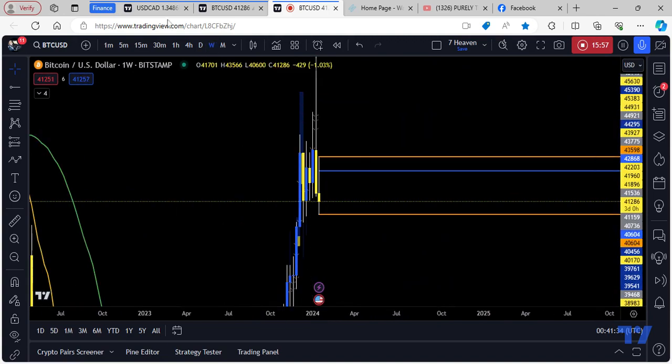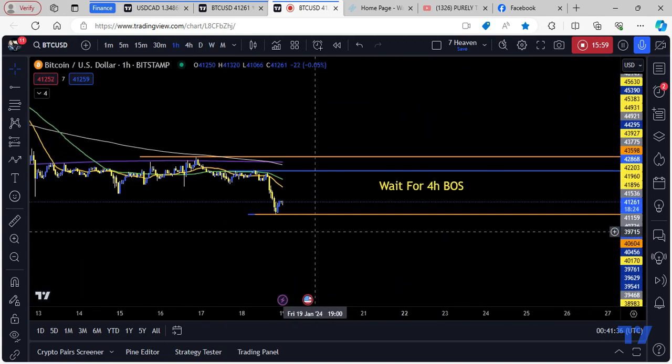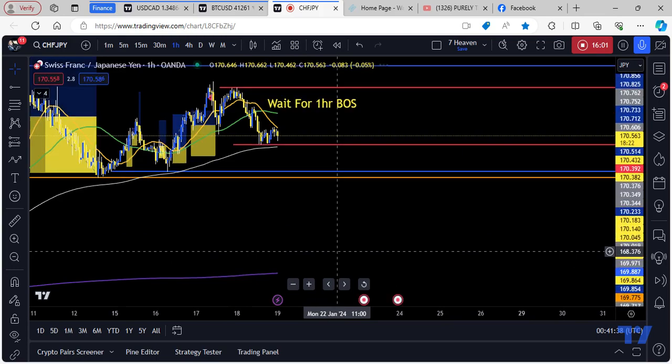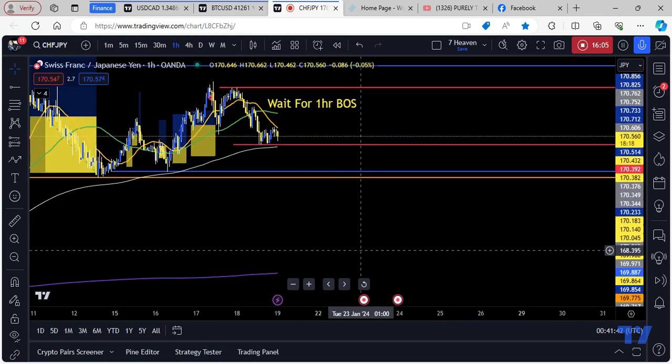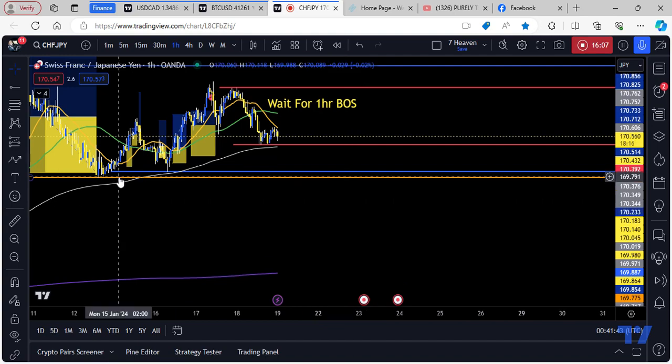Looking to go lower. But yes, let's stay, wait for the 1 hour to break structure still.